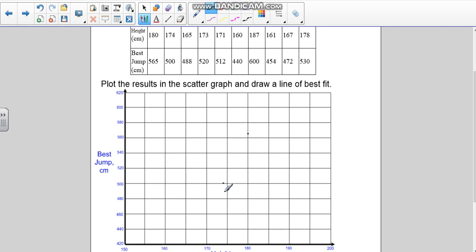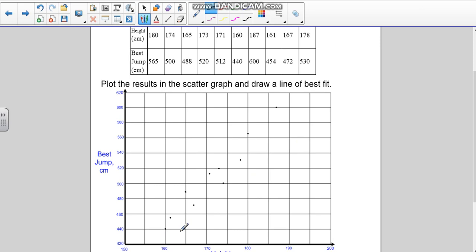Okay, another dot. Okay, 165, 488. So 160, 165. And then we've got 460, 480. Now that's 490 in the middle, we're just below that, so here. Okay, so that's all the points plotted now.